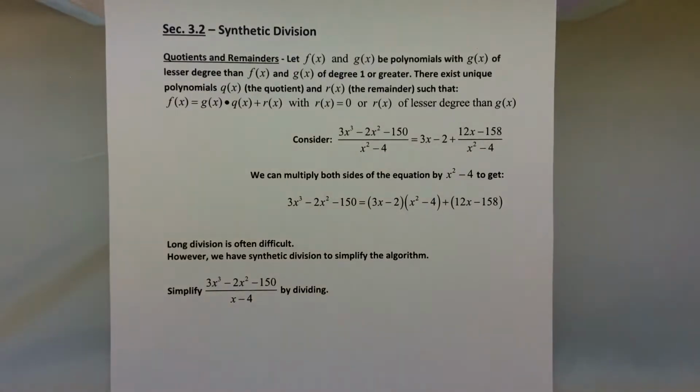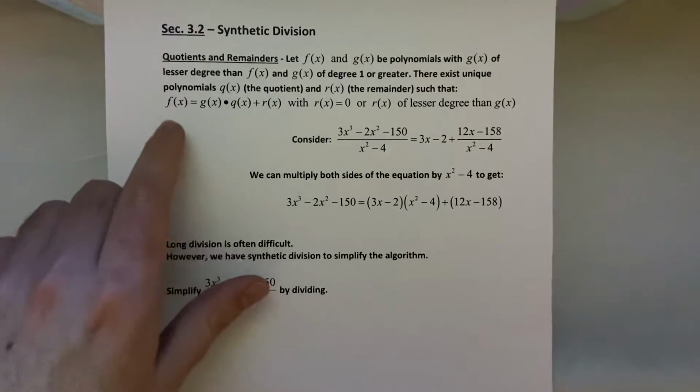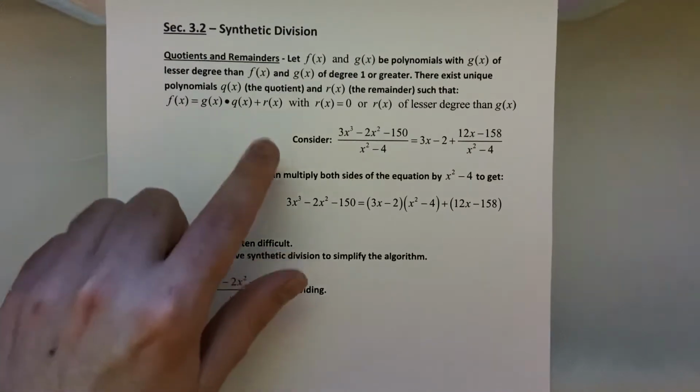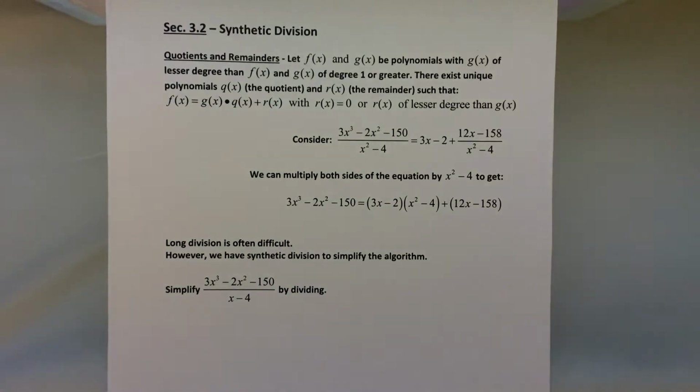All they're really saying is that for f of x and g of x, when you divide them, there's a quotient and a remainder, such that your divisor times your quotient plus your remainder is equal to the original function, and your remainder is either 0 or of lesser degree than g of x.